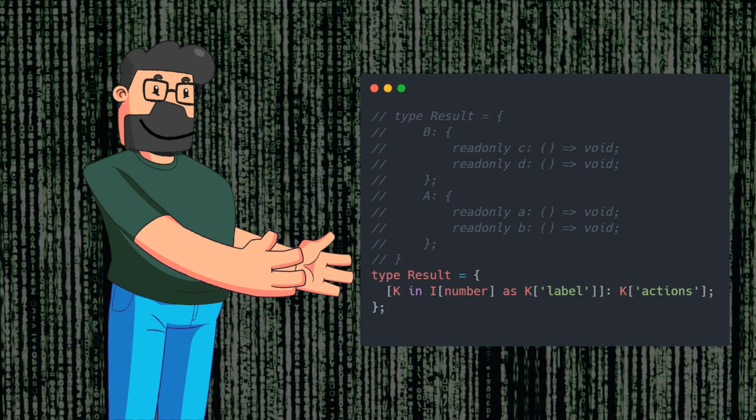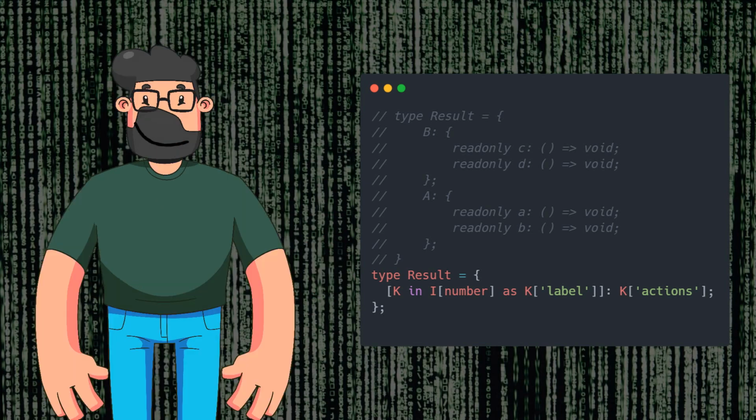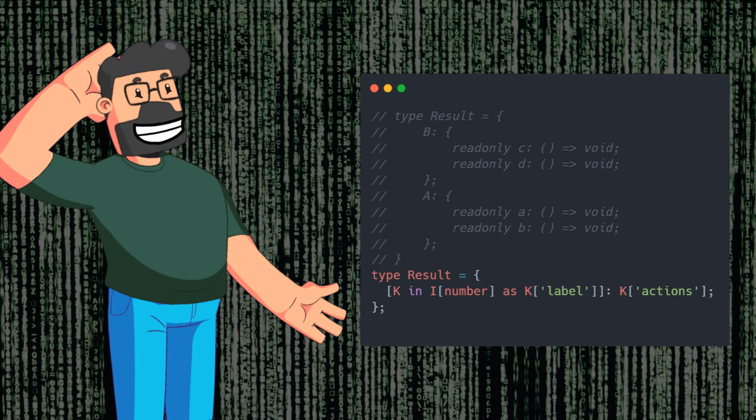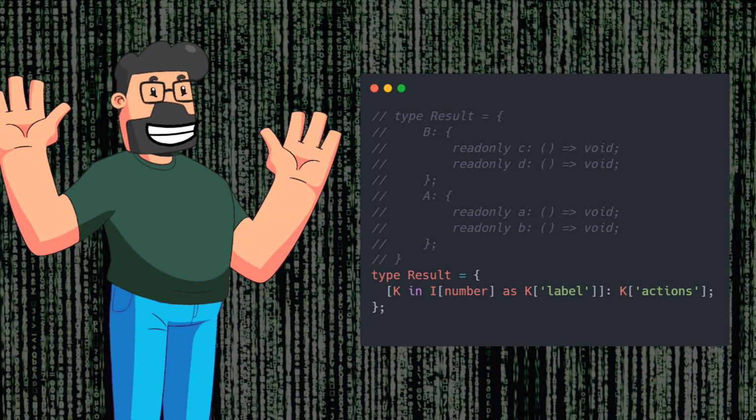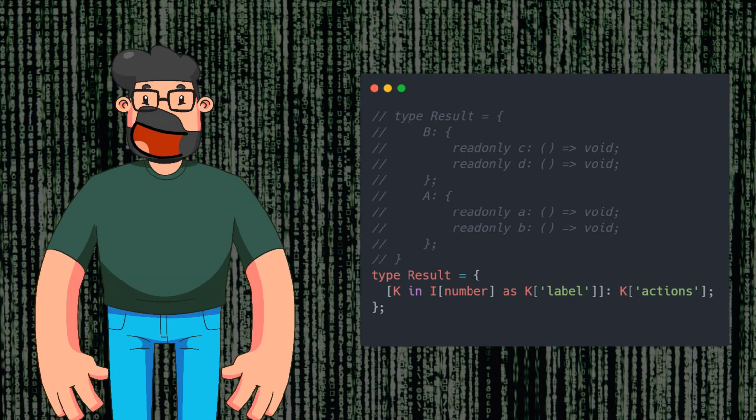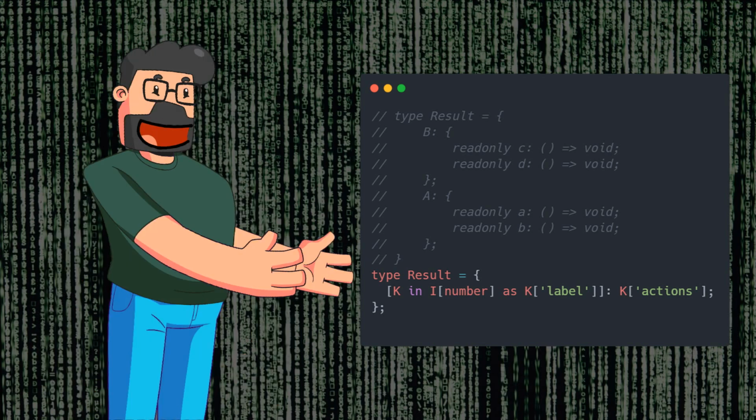Moving forward, we employ mapped types and key remapping to achieve the end goal. By defining type Result, iterating over each element's label and actions, we produce the desired mapping with dedicated types for each field: A, with actions A and B, with actions C and D. It's a refined approach that streamlines the mapping process effectively.